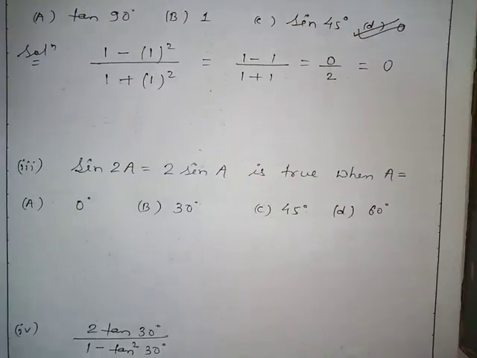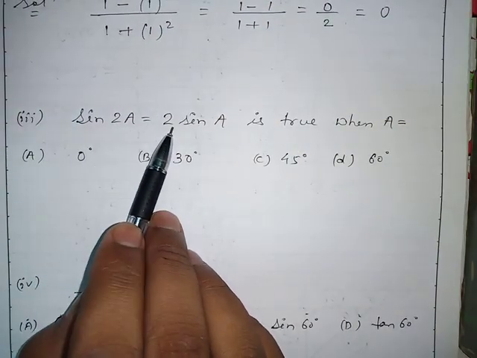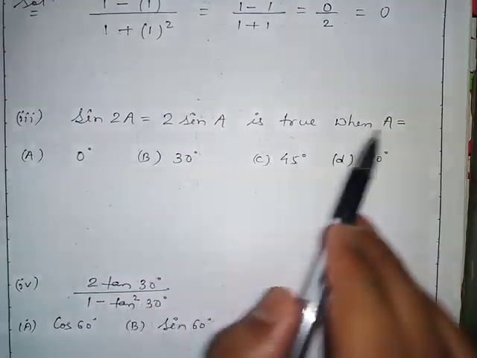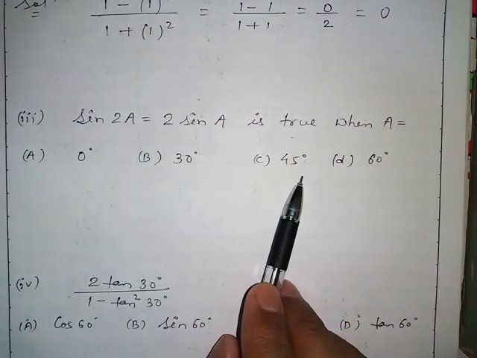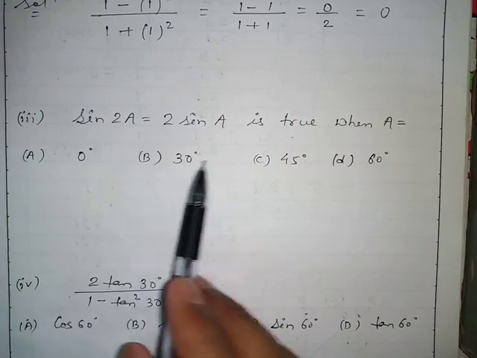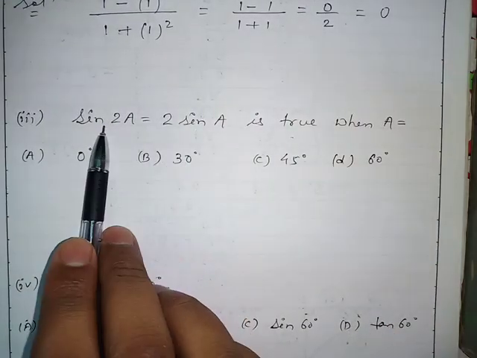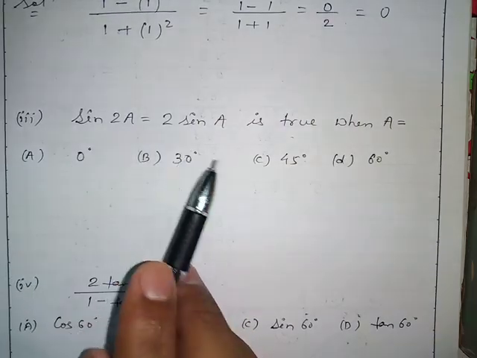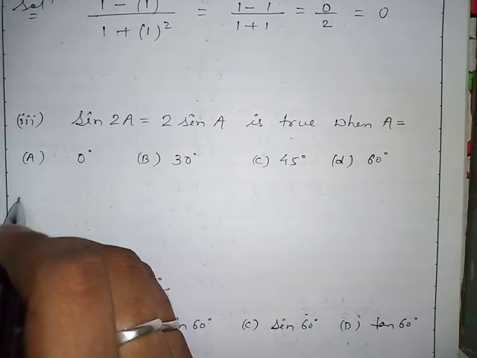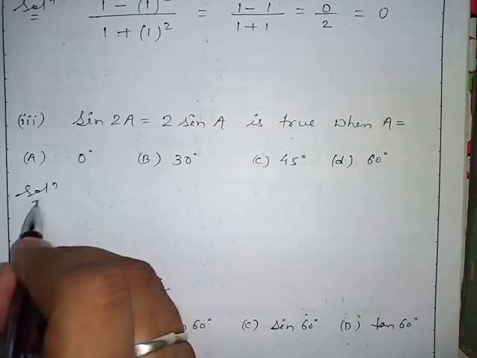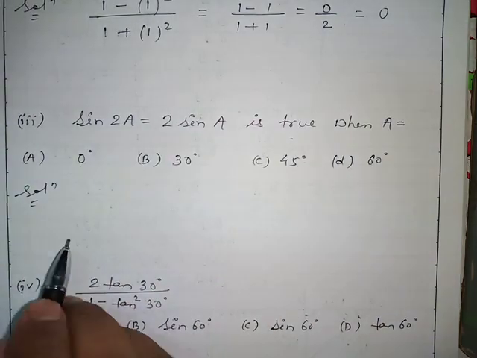Okay, now see third one. Sin 2a is equal to 2 sin a is true when a is equal to what? So for what value of a, 0 degree, 30 degree, 45 degree, 60 degree, does this equation become equal? So for this you have to check for each angle. Suppose I choose this first option. So solve for this 0 degree.